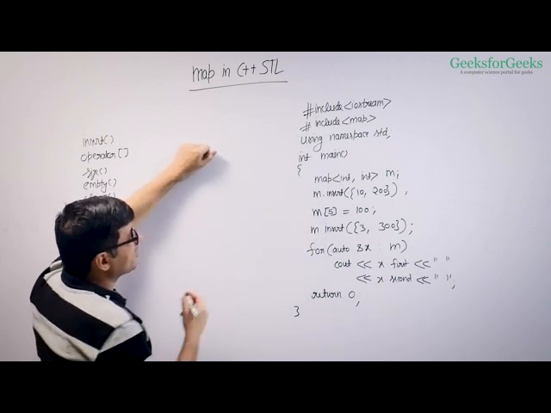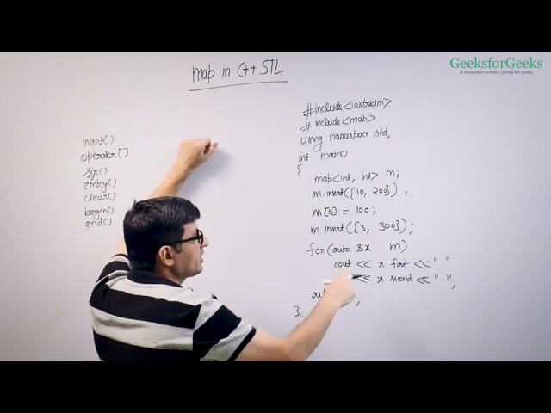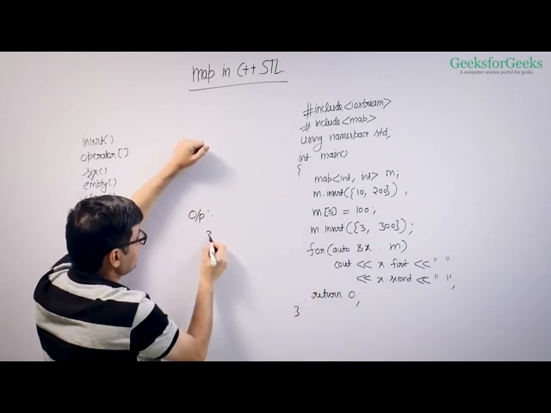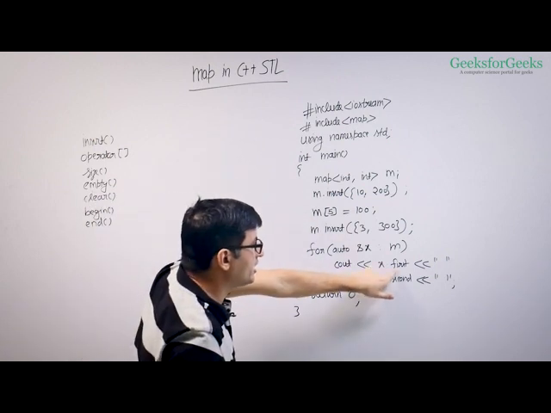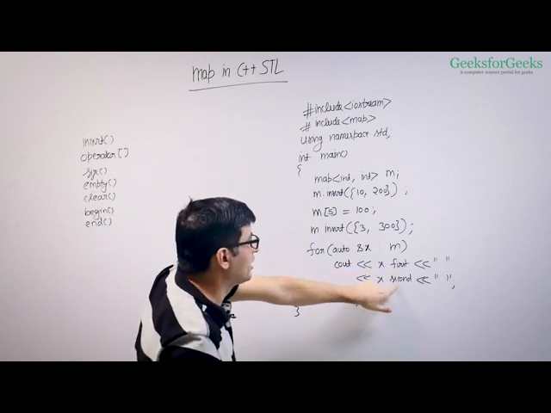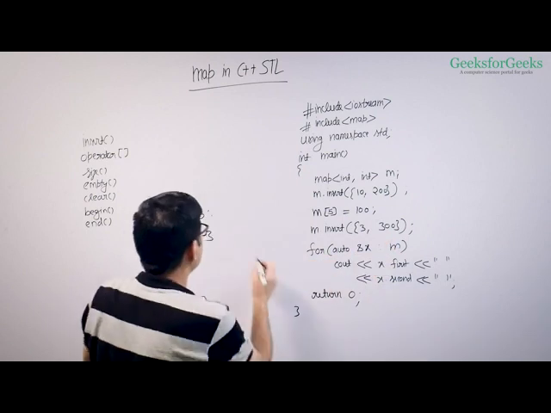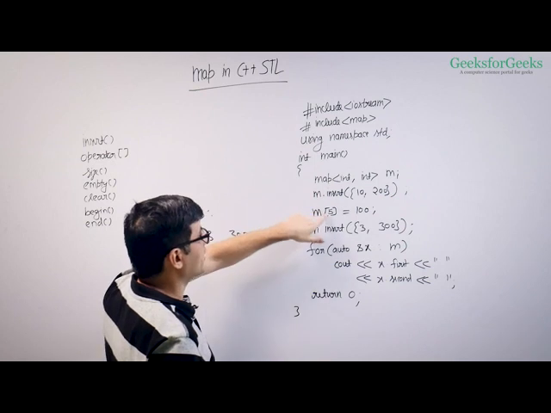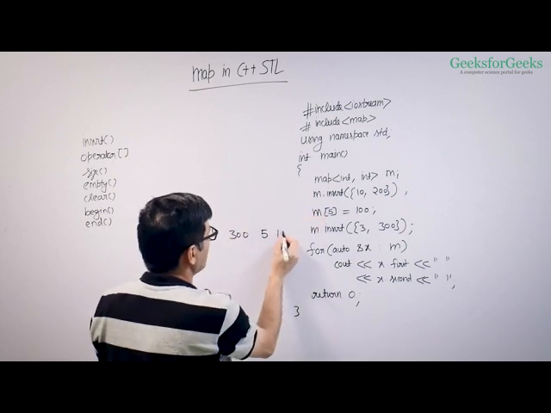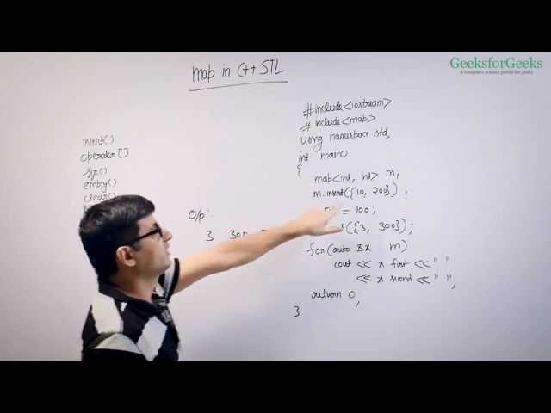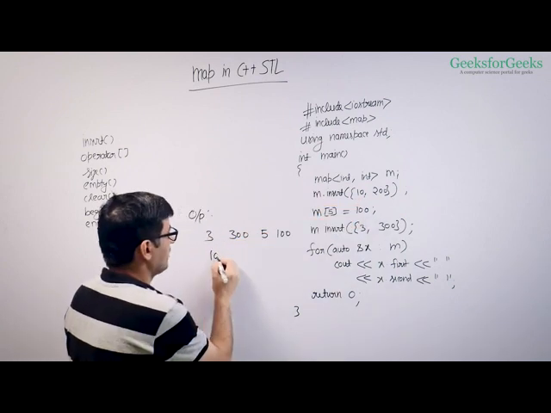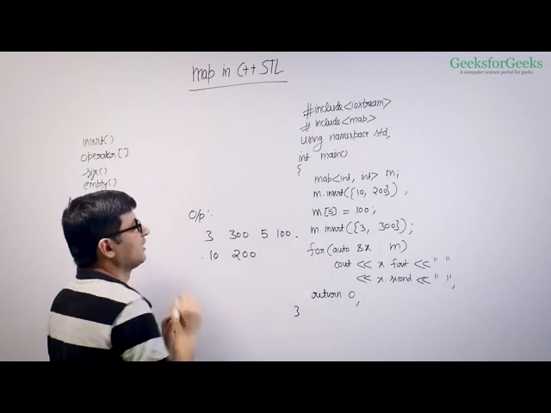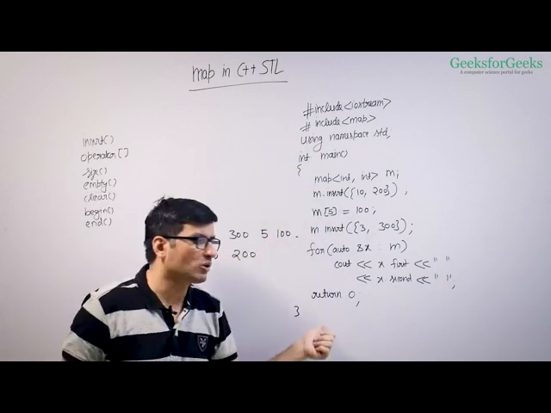So what will be the output? What is the smallest key here? 3. So you will get 3 as first thing in the output. And we get the key using first and we get the value using second. So we'll get 3 and then 300. After that, the next key 5. So we'll get 5 and 100. After that, next key 10. So we'll get 10 and 200. So that's the output. That's the output we get of this program.